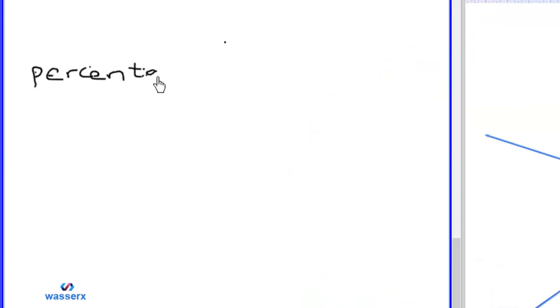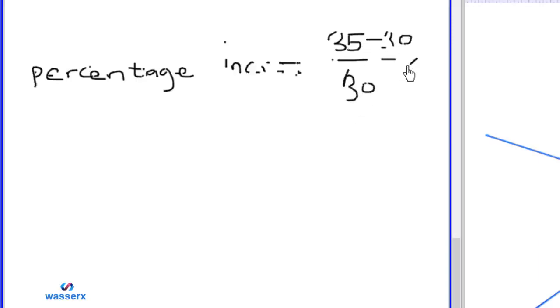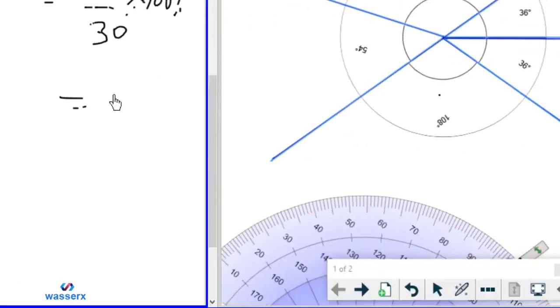The percentage increase will be equal to 35 minus 30 over 30 times 100%. This is equal to 5 over 30 times 100%. And this will give us 17%.